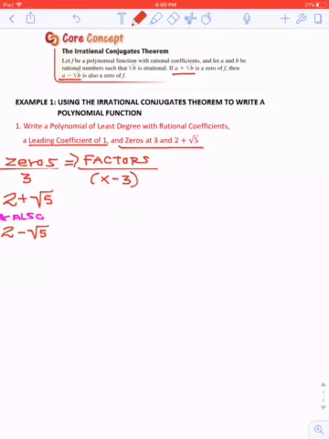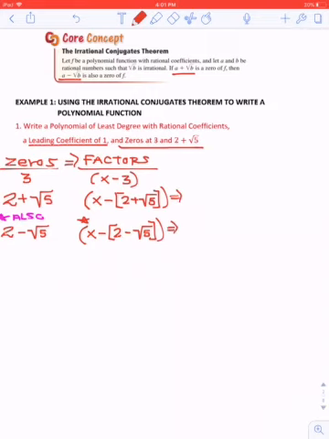So when I have my 2 plus root 5, it looks like this. It looks a little wonky at first, but we'll simplify it out. So you have x minus (2 plus root 5), and again, because of that conjugates theorem, x minus (2 minus root 5). I want to take those double brackets, right? They'll cause an issue later if we accidentally forget them. So we're going to simplify those right now.